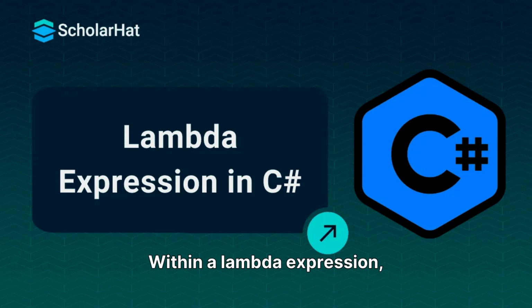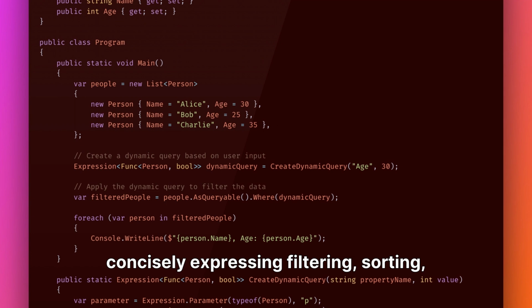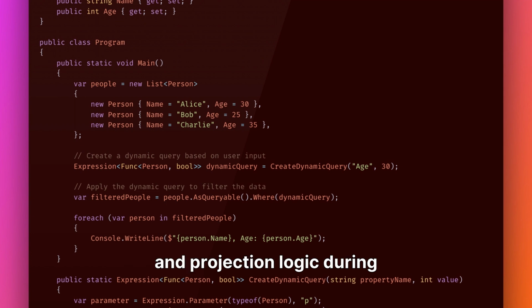Within a Lambda expression, the goes to operator plays a crucial role by clearly separating the input parameters, which are listed on its left side, from the actual expression or statement body that defines the function's logic, located on its right side. Lambda expressions find their most powerful and widespread application when used in conjunction with LINQ, or language integrated query. They are indispensable for concisely expressing filtering, sorting, and projection logic during data manipulation operations.